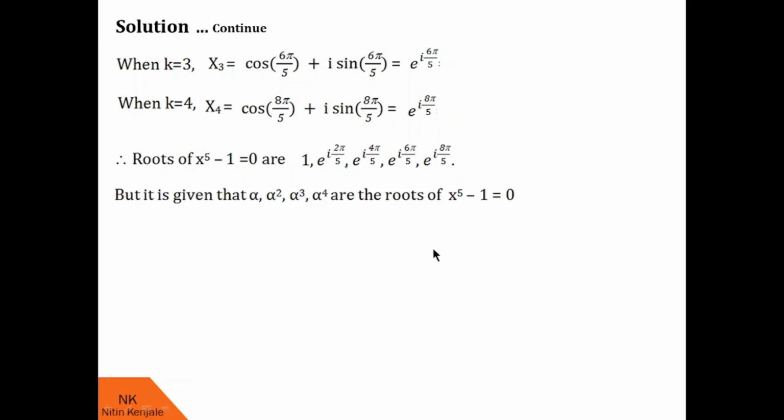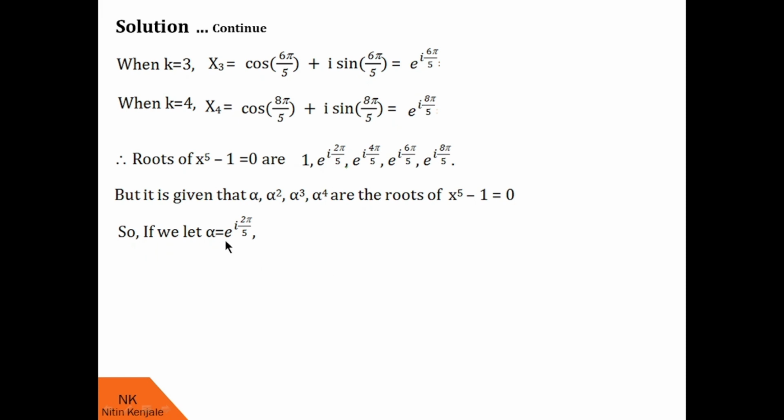But in the question it is given that alpha, alpha square, alpha cube and alpha raised to 4 are the roots of the equation x raised to 5 minus 1 is equal to 0. So which one among these 5 roots is your alpha? To find out these alphas, you have to look at these roots closely. Come on, guess which one of these, if we take as alpha, you will get alpha square, alpha cube, alpha raised to 4 over here itself. Yes, you are correct. We should take alpha is equal to e raised to i 2π by 5.